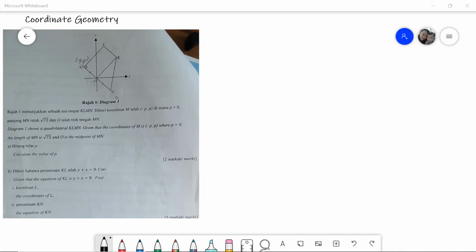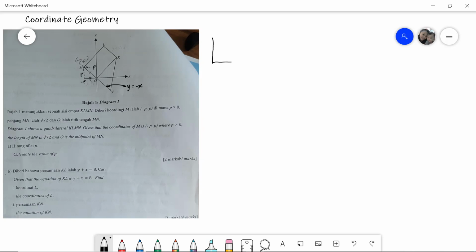First thing, we know that the equation of MN is actually y equals negative x. Now, how do I know? Because of the coordinates of M. When x is negative p, y is positive p. So this is how we got it. After all, if this is negative p, the base distance is p, and the y coordinate is p, therefore the height of this triangle is p.